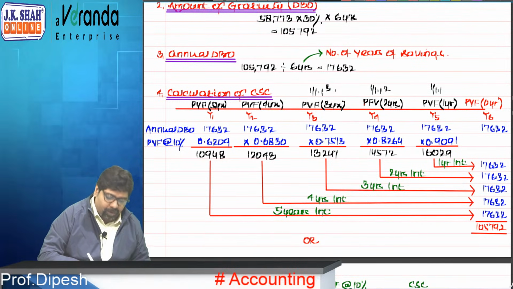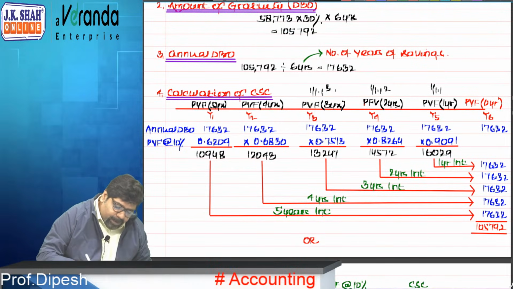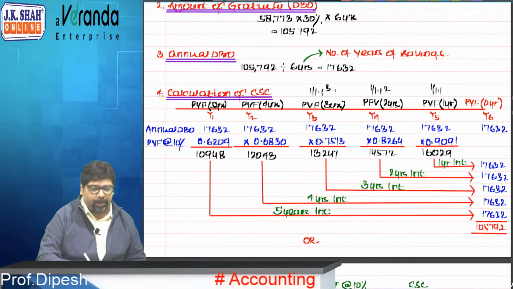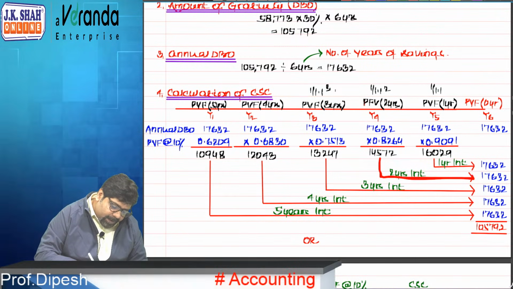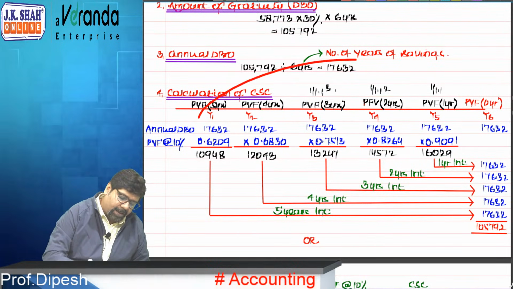Into 0.9091. After 1 year interest, it will become 17,632. Similarly, for the fourth year, whatever it was, I have discounted for 2 years. Why? Because discounted for 2 years means into 0.864, I got 14,572. On this, if I add 2 years interest, it will become 732. Similarly, third year wala, 3 years. So 3 years ka interest ke baad, second year wala, fourth year, first year wala, fifth year.